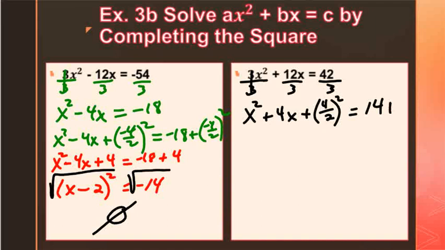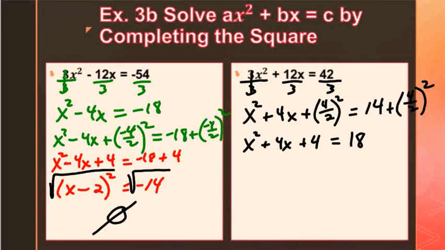And then I have to add to that one to complete the square, 4 over 2 divided by 2. Now I have x squared plus 4x. 4 divided by 2 is 2. 2 squared is 4. So equals 14 plus 4 is 18. Now I can complete the square, or factor the trinomial. So I have (x + 2) squared, because 2 times 2 is 4, 2 plus 2 is 4, equals 18.